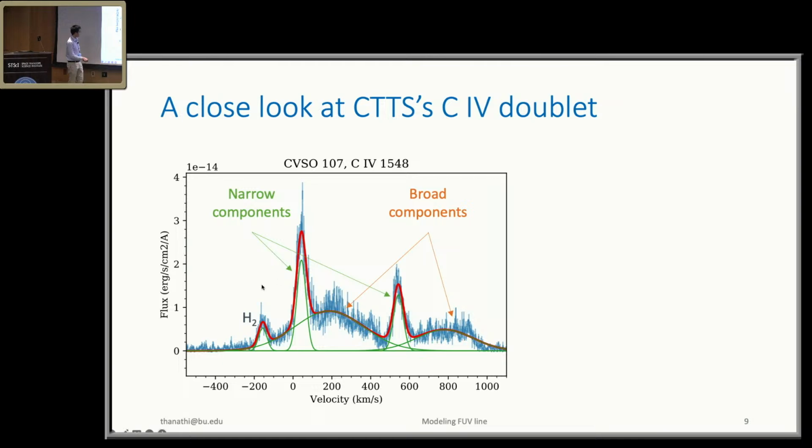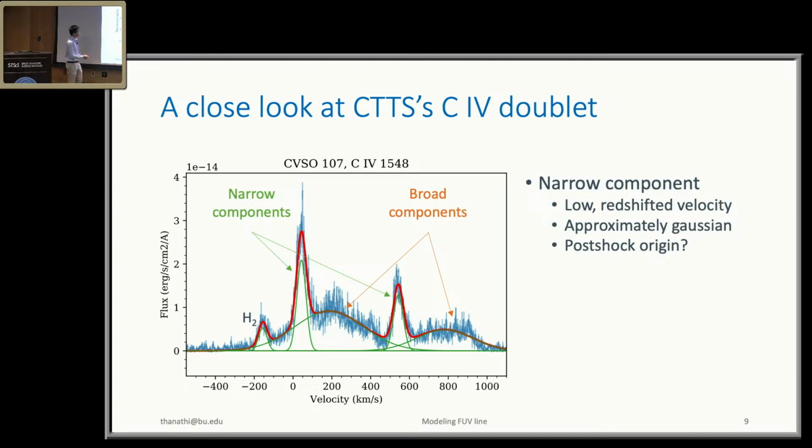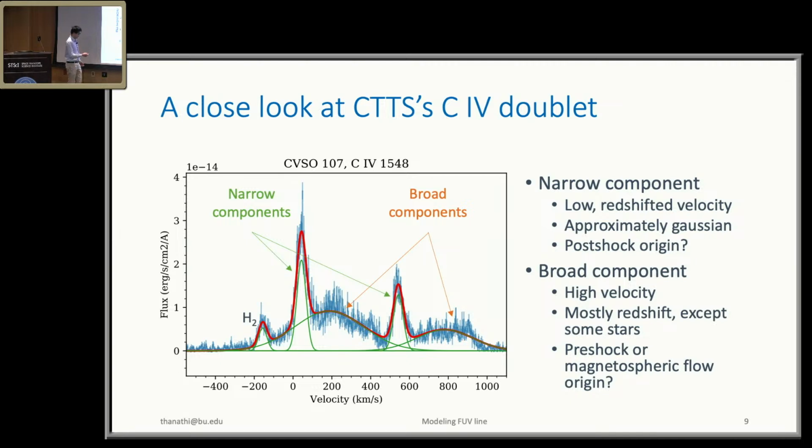The left side, the blue side of the line, has H2 molecular emission. Each of these doublets has two components: the narrow component, which is low velocity compared to the line center, and a broad component. The narrow component, as I said, is at low redshifted velocity. It looks kind of symmetric most of the time. It could be coming from the post-shock region that Kelly just mentioned. The broad component is high velocity, also mostly redshifted.